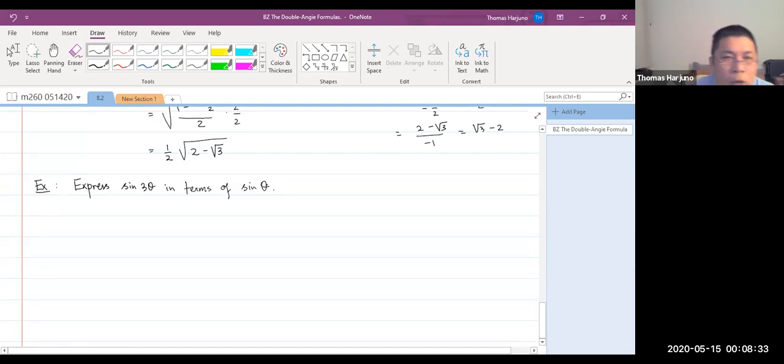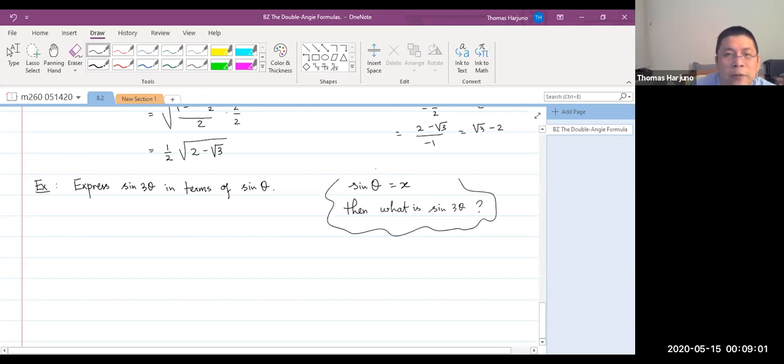Thomas, I don't get you. I don't get this question. Well, maybe I rephrase it then. Basically, let's say suppose I say if sine theta equals x, then find what is sine 3 theta. You see? Okay. So basically, that's the similar question. Now, how do we do that?